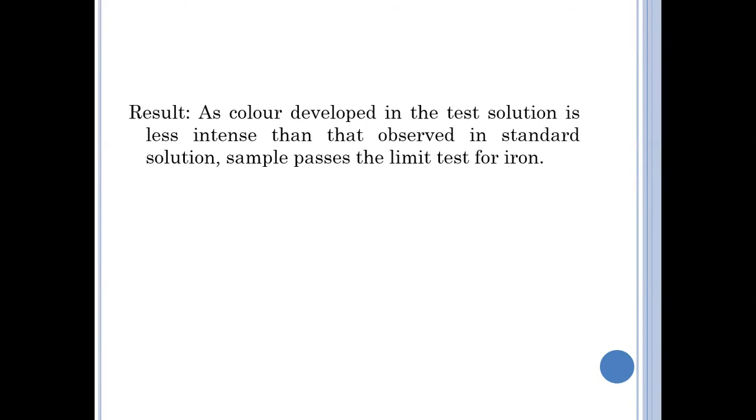So as we have seen, the color developed in the test was less intense than in the standard solution. So this indicates that our sample or test solution contains less amount of iron as impurity as compared to standard, hence it passes the limit test for iron. On the other hand, if the color developed would be more intense in the test than standard, then it would have indicated that our sample contains more amount of iron compared to standard. In that case, our sample would fail the limit test for iron.